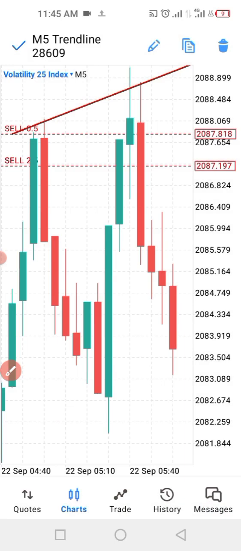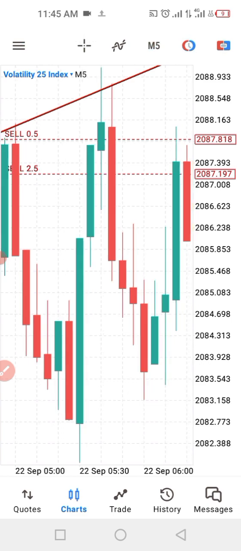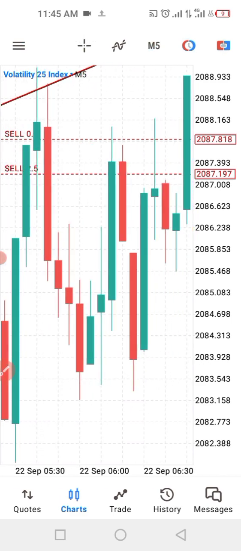Okay, the line is what I'm looking out for. So I had to wait for the candle to come back again to that same place, and look at what happened.